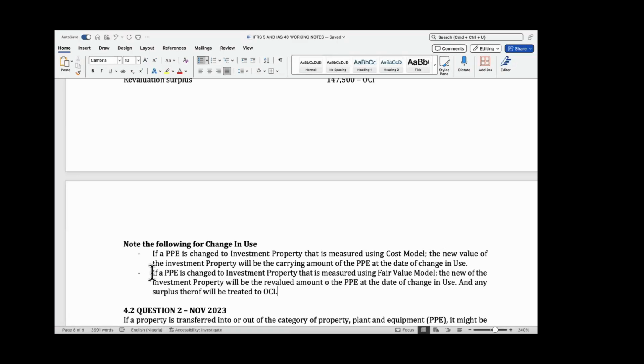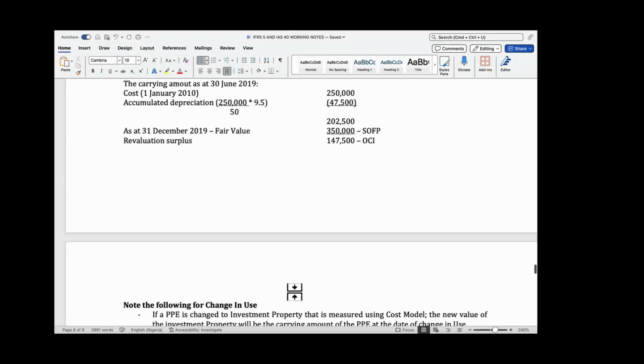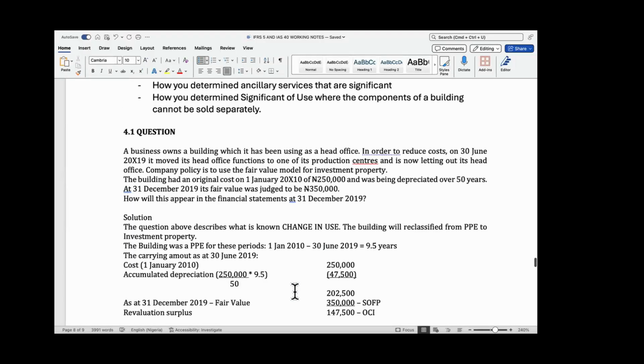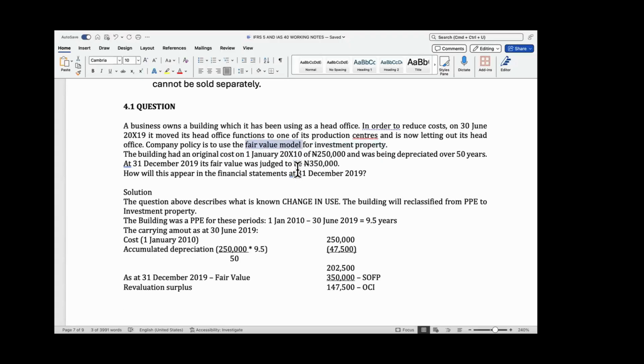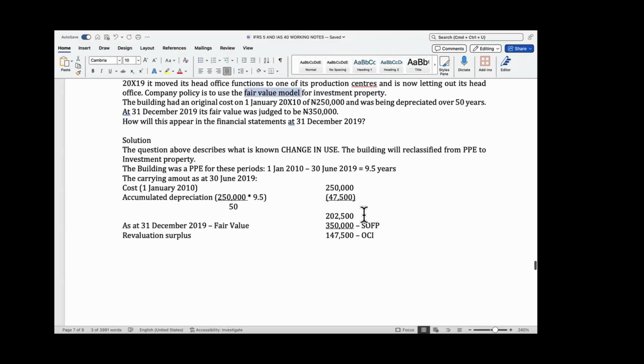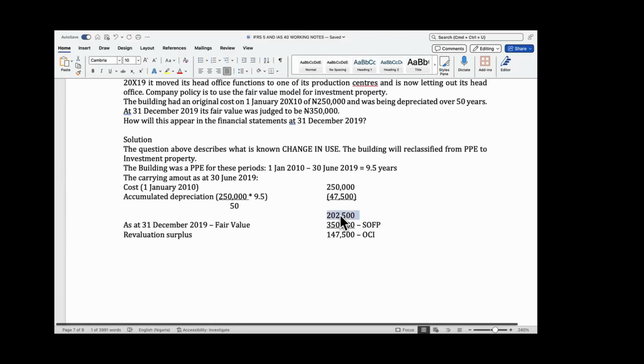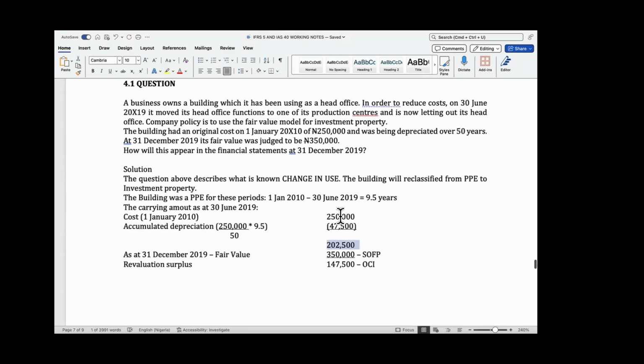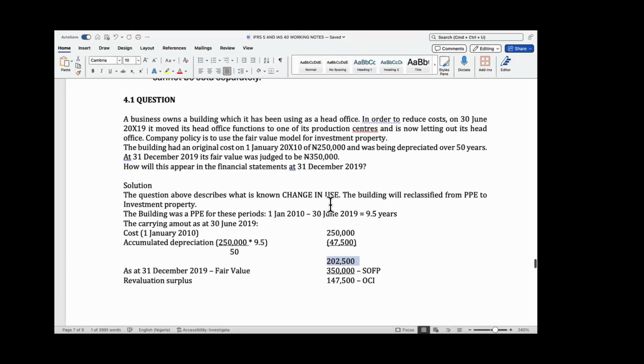And this second scenario is exactly what happened here. They changed a PPE to investment property that is measured at the fair value model. The new value of that investment property cannot be the carrying amount, cannot be 202. They have to remeasure that PPE. That was why they gave you the fair value. They must. That's the requirement of the standard.